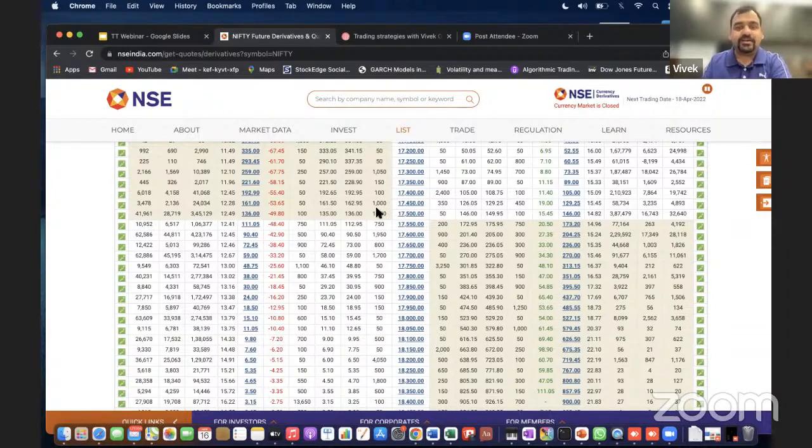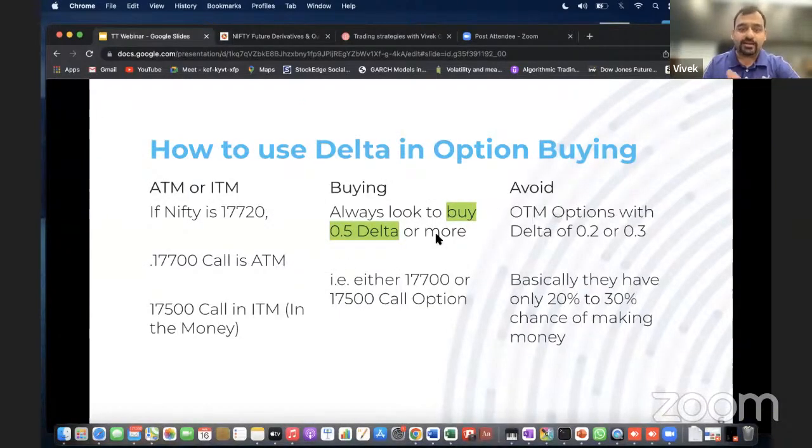So when you buy a 50% delta or a 60, 70% delta, even if the move is not as much in your favor, at least that option will have some value left. So you will not lose your entire premium and you can still salvage that trade and move on to the next trade, right? So I always look to buy either half delta or more than that, and avoid these out of the money options.